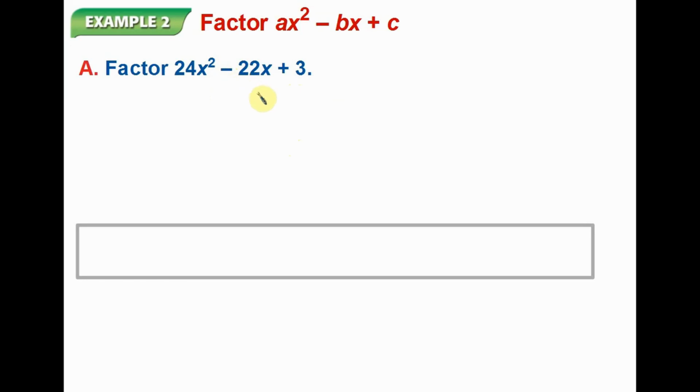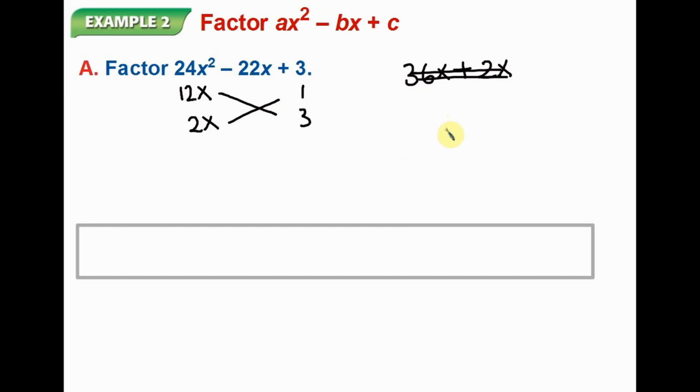When you're dealing with a bigger number, it tends to get difficult because there are more combinations that you can make. My first step in this case will be starting with a 3, since 3 has only one possible answer with 1 and 3. To make 24x squared, let's begin with 12x and 2x. If you cross multiply, I will get 36x, and 2x times 1 is 2x. When I add them, I have to get negative 22x, which this one is not true.